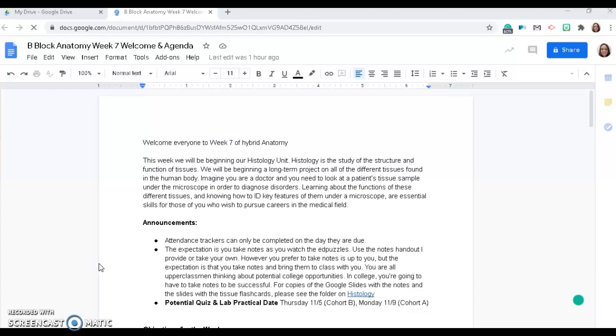Some announcements and general reminders. Attendance trackers: only do them on the day that they are due. If you do them early, you are present for the day that it's due. So the attendance trackers should really be the last thing you do every day.